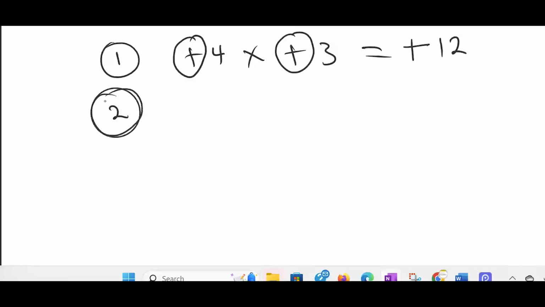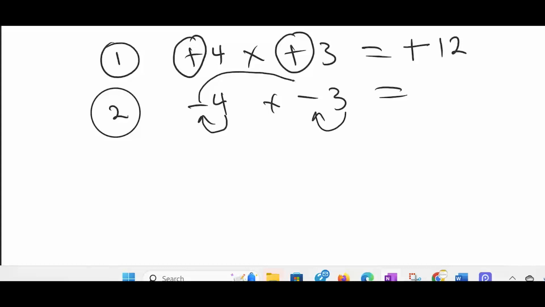Let's look into another one. Let's say you have minus 4 times minus 3. Here 4 is negative, 3 is negative, and we want to multiply them. So we need to combine the signs. We know that similar signs combine together to become positive. So these two signs will combine together to become positive. Then 4 times 3 will be 12.